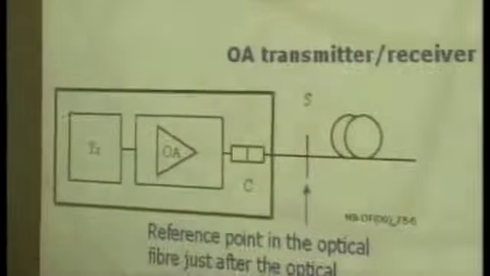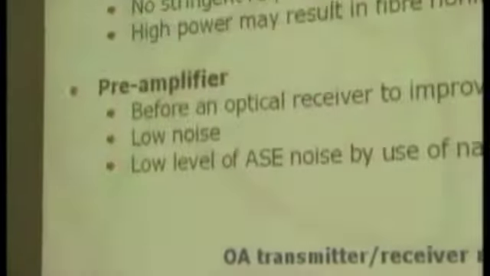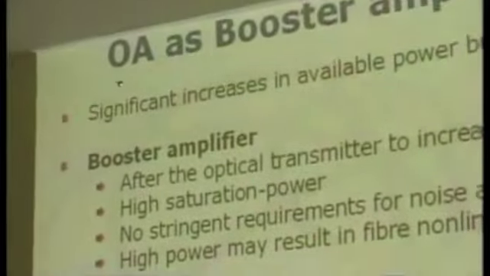So OA means optical amplifiers, as a booster amp and a preamp. If you use a preamp, there are receiver noise characteristics, because the receiver has its own noise, but we will add some optical noise by this preamplifier. So that means a low level of ASE noise by use of narrow band optical filters. We will often use narrow band optical filters to reduce the amount of ASE noise here.